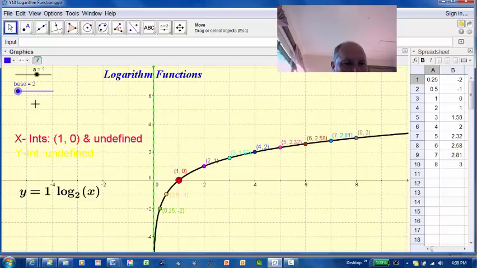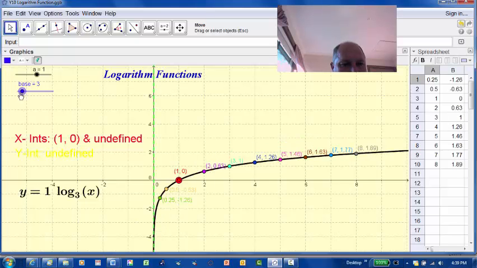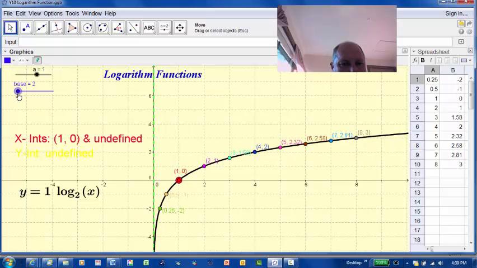One of the things in your workbook says make the base e. Well, I haven't allowed this program to do it. Base e is a number somewhere between 2 and 3, so the graph would sit between those two. It still has the same x-intercept, still has a vertical asymptote at x equals 0, but its base e is closer to 3 than 2, and it sits between those two graphs. An important graph in mathematics.